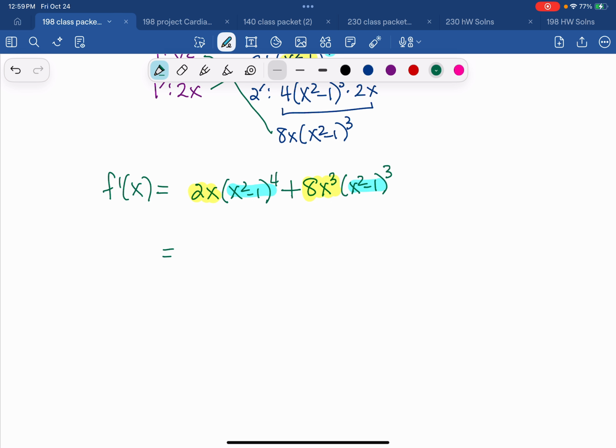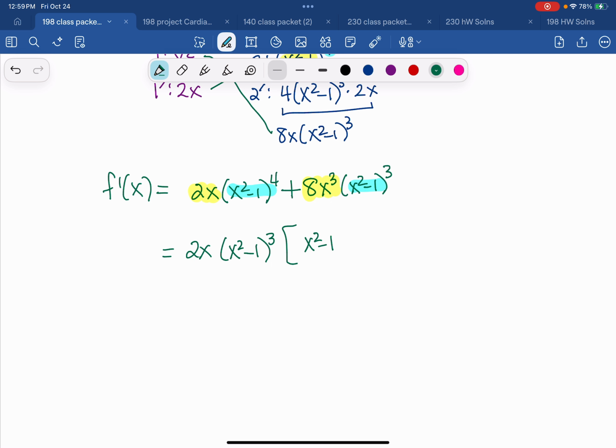So if I look at the 2x and the 8x cubed, I can bring a 2x out front because they both have that in common. And then I can bring out the x squared minus 1. And both terms have at least 3, so I can factor out 3 of them. What's left behind: I took the 2x and x squared minus 1, 3 of them out of that first term on the left. So there's one x squared minus 1 left. Now that does have 2 terms, but I'm not multiplying it by anything, so I don't have to put it into parentheses. You can if you like, but you don't have to.